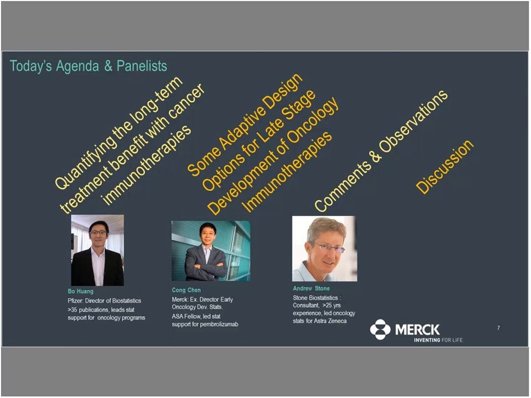First, Bo Huang from Pfizer will talk about quantifying the long-term treatment benefit with cancer immunotherapies. He'll be followed by Kong Chen of Merck on some adaptive design options for late-stage development of oncology immunotherapies. And then if all goes to plan, Andy Stone will be here to give some of his comments and then moderate the discussion. Okay, good. So let's get started with Bo's presentation.